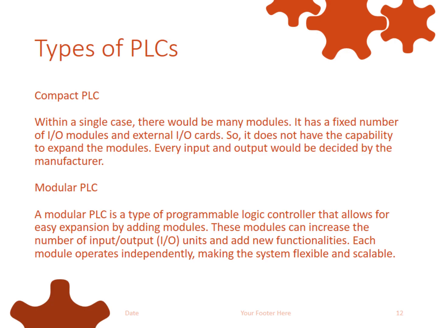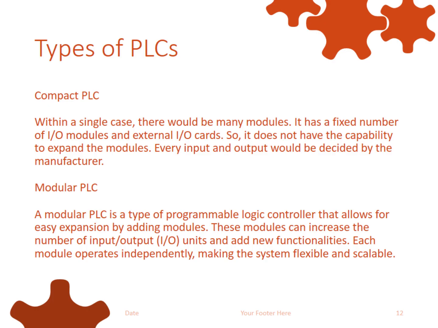PLCs come in two main types: compact PLCs, which are all-in-one units with limited expansion, and modular PLCs, where you can add or remove input and output modules based on your project size. Modular PLCs are more flexible and scalable for bigger automation systems.